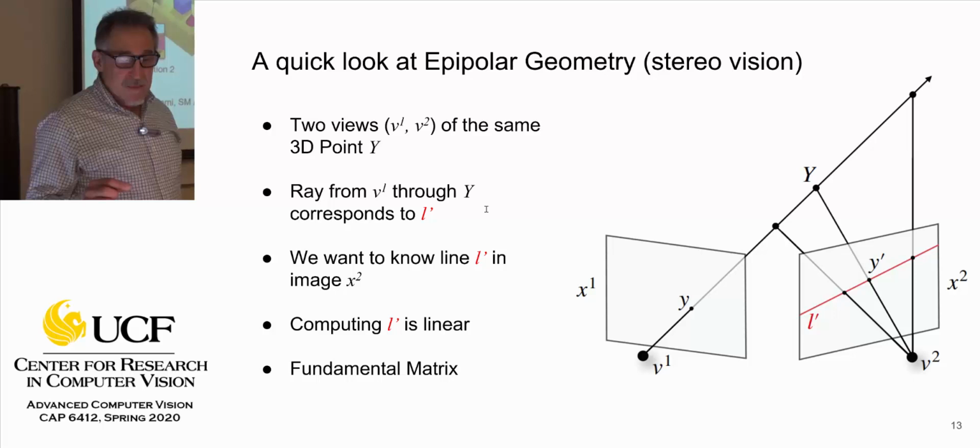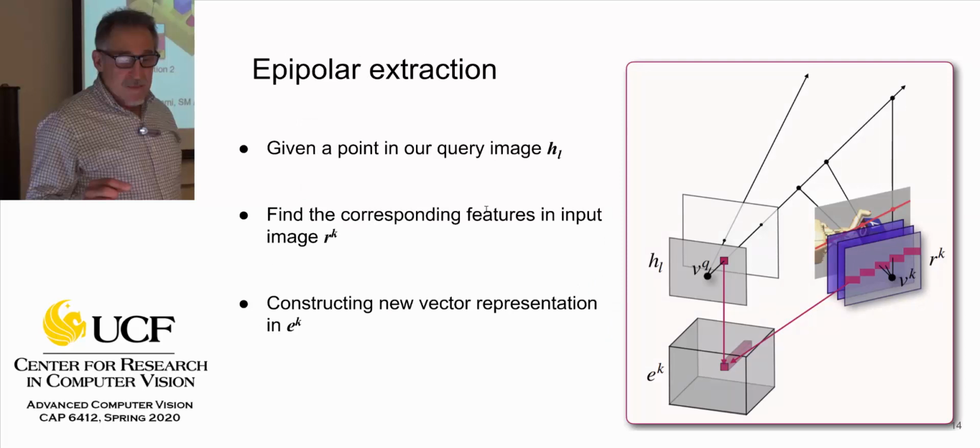So what we want to understand is what is the epipolar line that corresponds in the other image to our point y. This is actually a linear operation using the fundamental matrix, and the key is that both v's, both viewpoints, and y form a triangular plane on which the epipolar line lies. So that gets us to our epipolar extraction, and this is the advantage of this method.